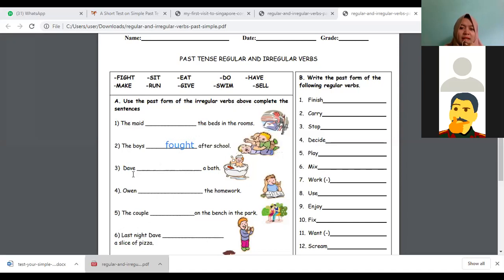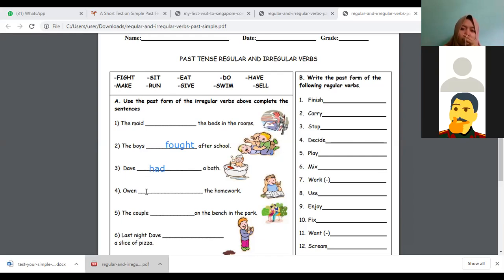And then Dave, blah blah blah, a bath. Gampang ini. Take a bath. Nggak ada tapi di sini. Yang bisa: sit, eat, do, have, sell. Did. Did itu homework. It must be have ya. Have a bath, tapi bentuk past apa? Had. Bentuk past dari have itu had.